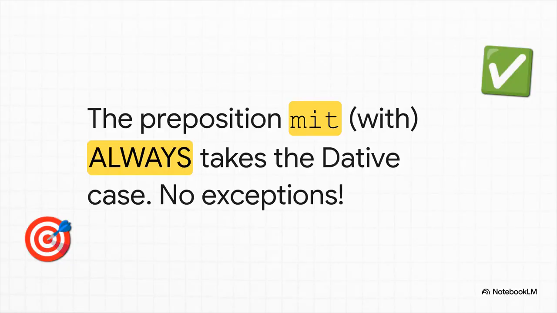And here is your first and probably most useful trigger word, the word mit, which means with. Mit is what's called a dative preposition. This means that any noun that comes after the word mit automatically has to be in the dative case. No questions asked, no exceptions. It is a fixed, unbreakable rule.